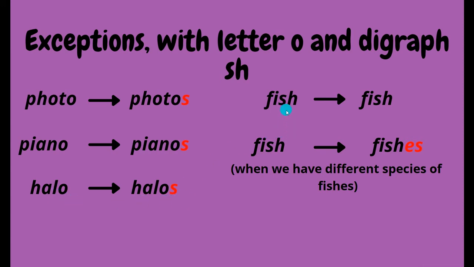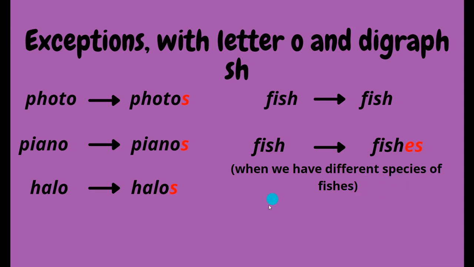Let's look at this word fish with the sh in the end. It remains fish. It does not change to fishes if you are talking about one kind of fish. For example, the fisherman caught so many salmon fish. Did you hear? I said so many salmon, but I said fish. But this fish will be fishes if I talk about different species of fishes.